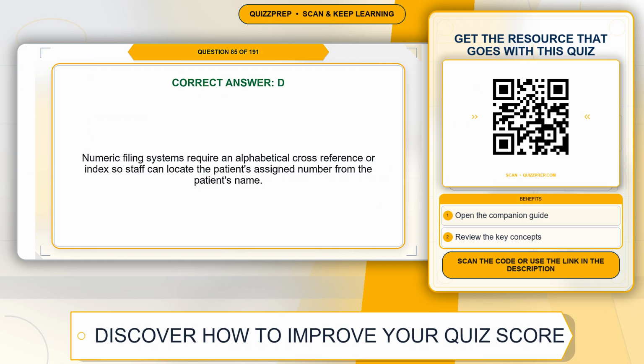Explanation. Numeric filing systems require an alphabetical cross-reference or index so staff can locate the patient's assigned number from the patient's name.